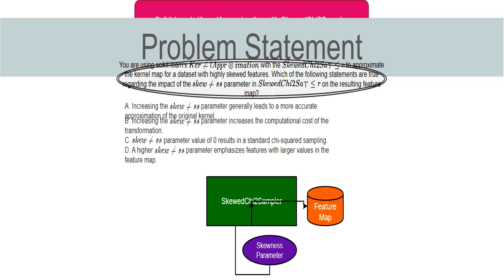I'm presenting a question about scikit-learn's kernel approximation tool and its use of the SkewedChi2Sampler. We'll explore how the skewness parameter impacts the feature map it creates. Think of it like adjusting a camera lens. We're altering how the data is viewed.